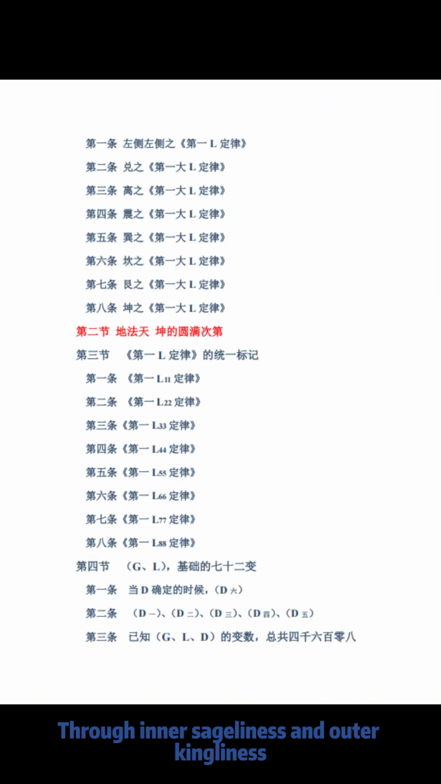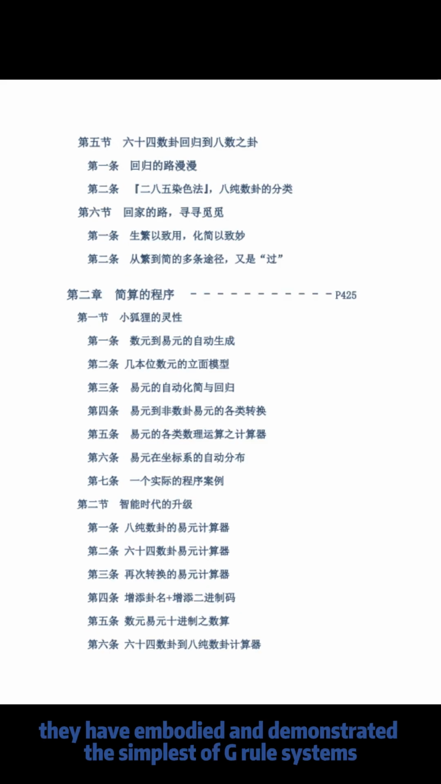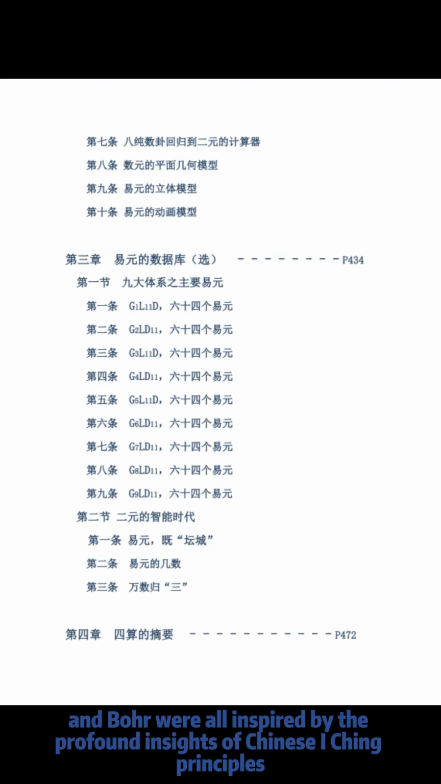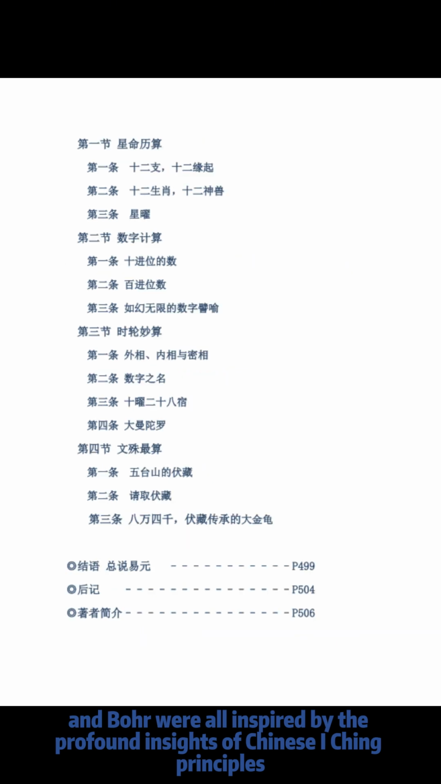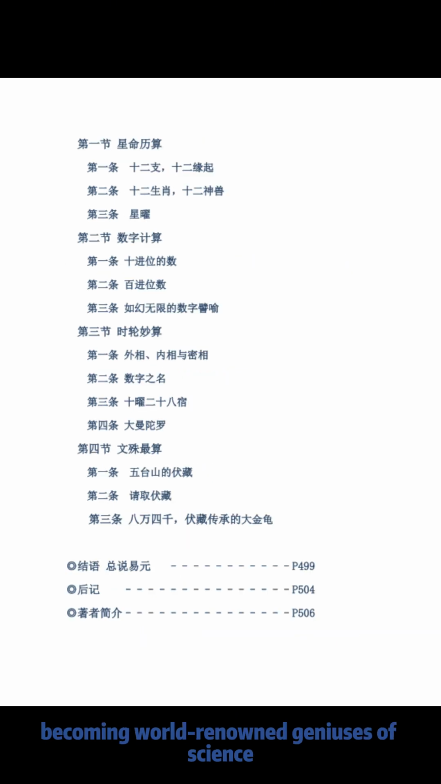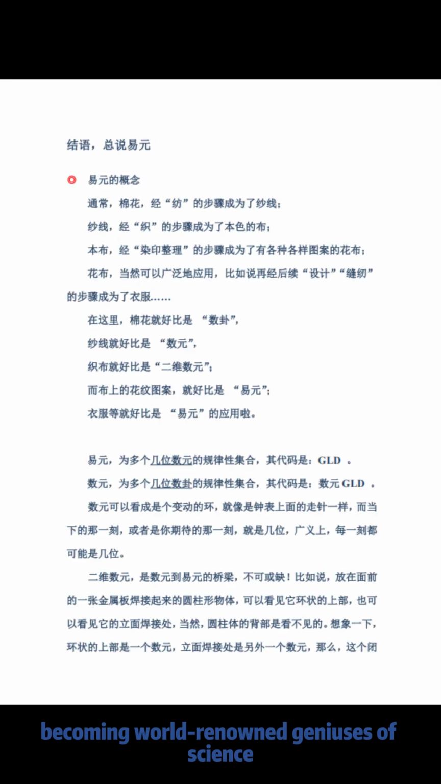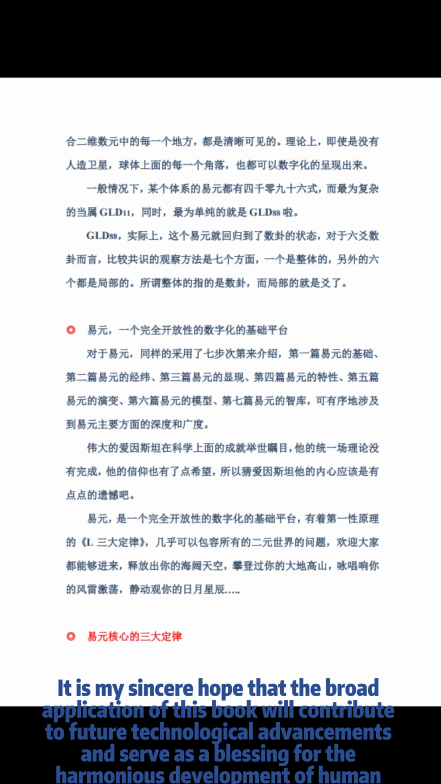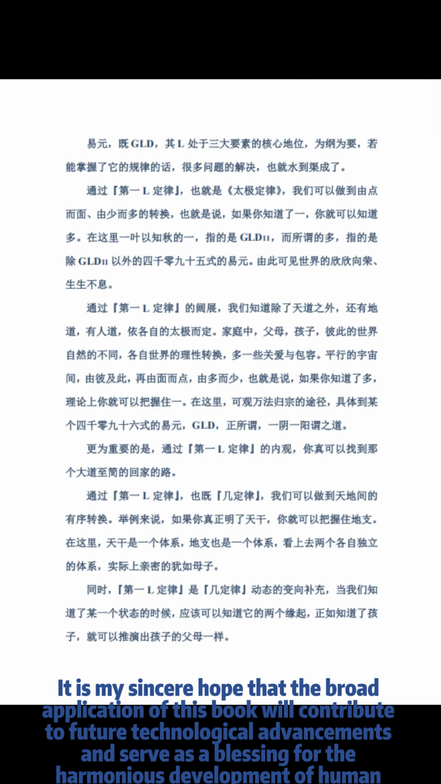Through inner sageliness and outer kingliness, they have embodied and demonstrated the simplest of G rule systems. Figures such as Leibniz, Einstein, Heisenberg, and Bohr were all inspired by the profound insights of Chinese I Ching principles, becoming world-renowned geniuses of science. It is my sincere hope that the broad application of this book will contribute to future technological advancements and serve as a blessing for the harmonious development of human civilization.